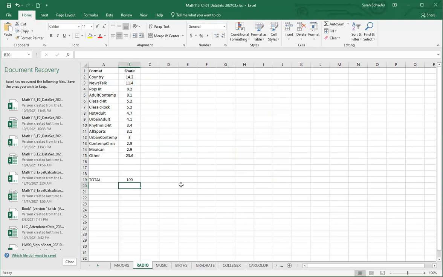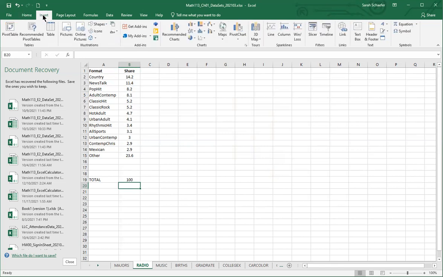Now I have 100% of my data. The directions, though, ask us to make a bar chart. So it says put a title and axis labels and be sure to include the other format. So remember, to make a graph, we need to go up to the insert ribbon. So at the top, I'm on the home ribbon. I'll go to the insert ribbon.